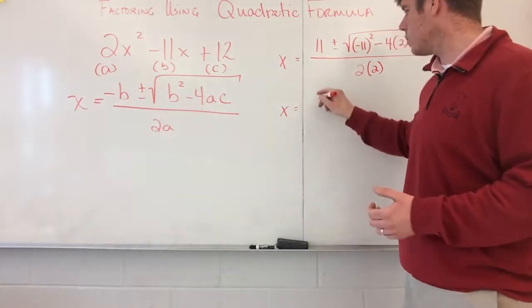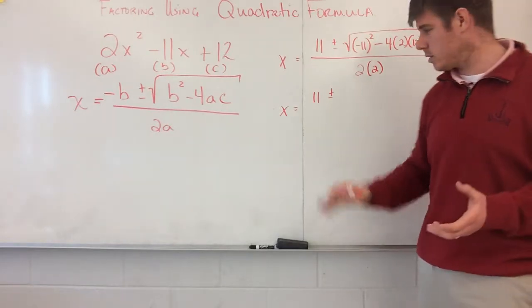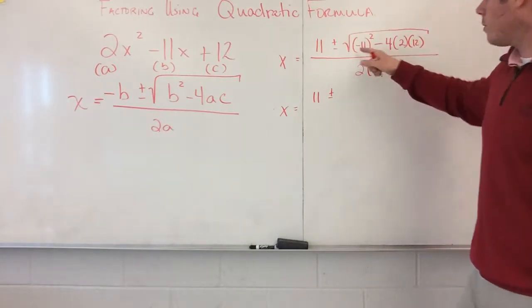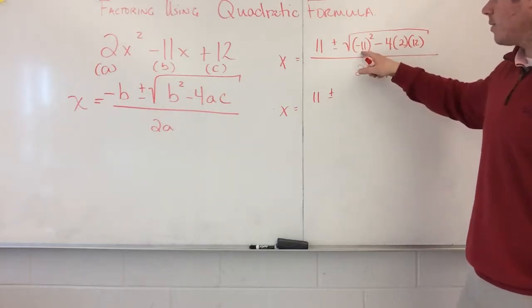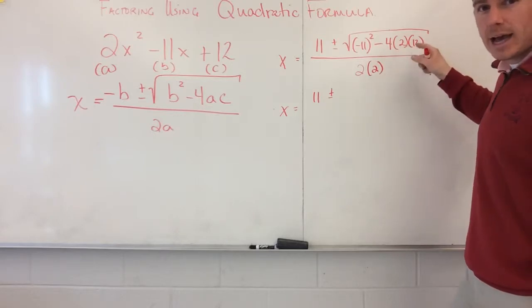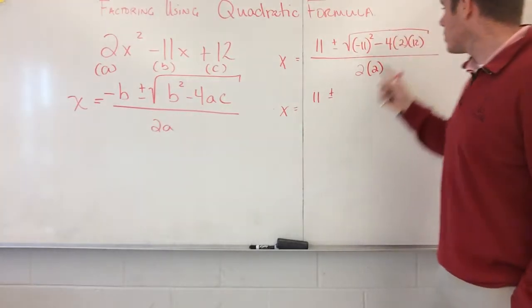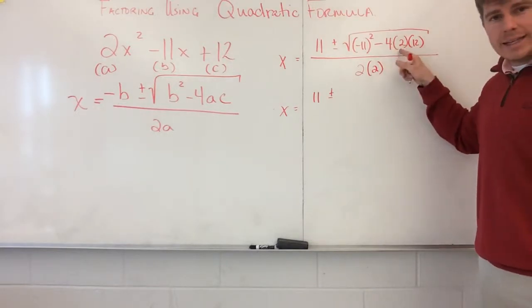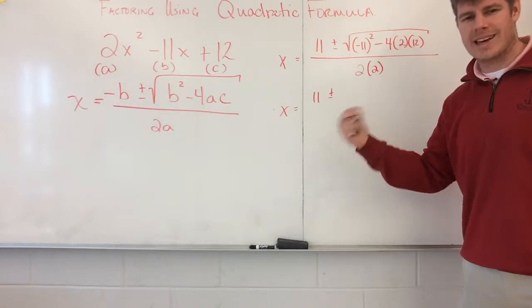So then we get x equals this 11 plus or minus. I'm going to do two steps at once here just for my board space. I can type all this into a calculator if you want, but I'm going to know that this is 121, and then 4 times 2 is 8, and 8 times 12. To help you if maybe you struggle with 8 times 12, I do 8 times 10 first, which is 80. Then 8 times 2 is 16, so I get 96.